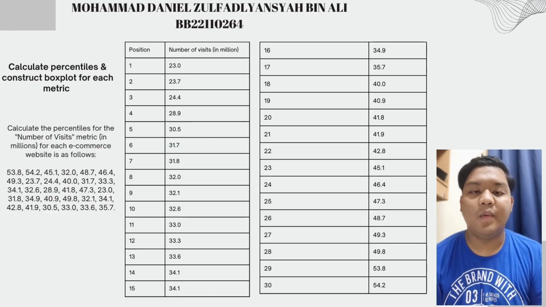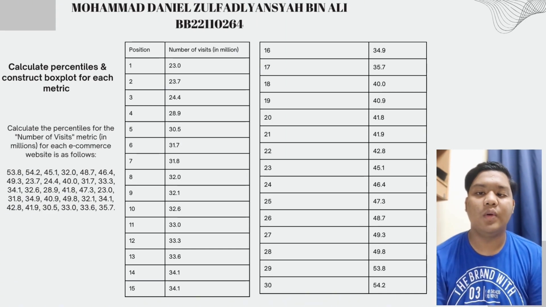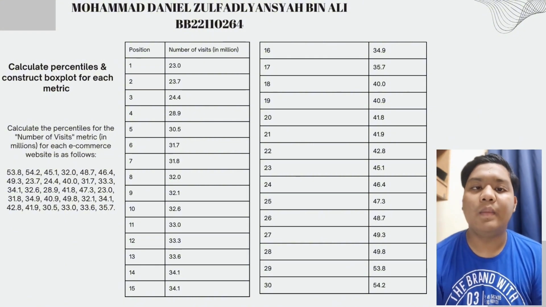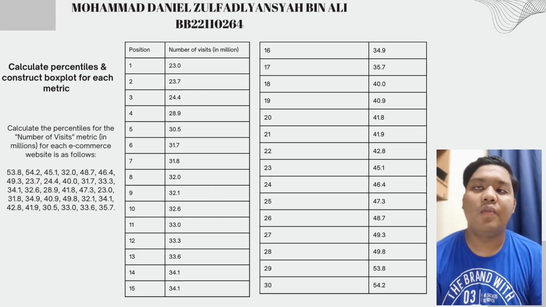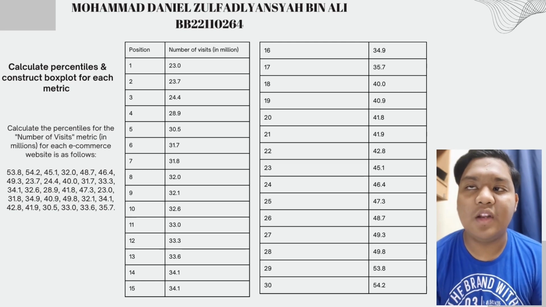Hello, my name is Mohammad Daniel Zulfadlan Shabin Ali and my matrix number is BB22110264. So we continue to part 3. The question is to calculate the percentiles and construct box plot for each metric. So first we go to the first metric, which is number of visit.